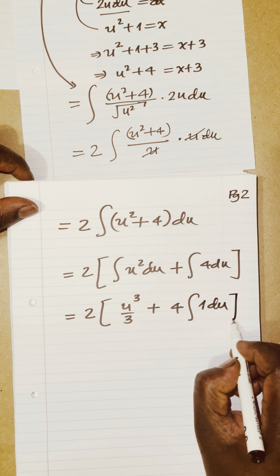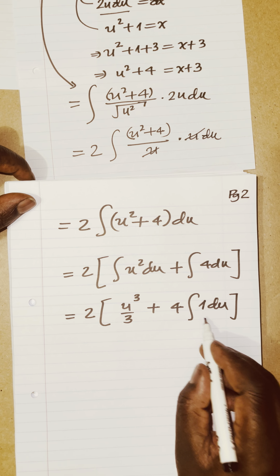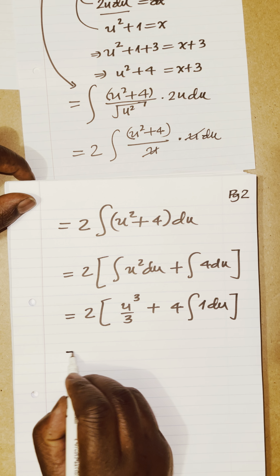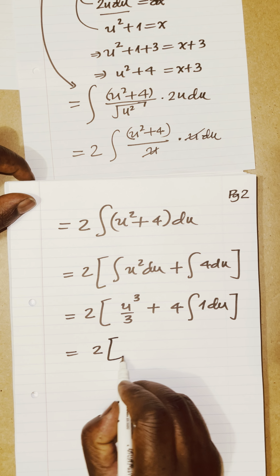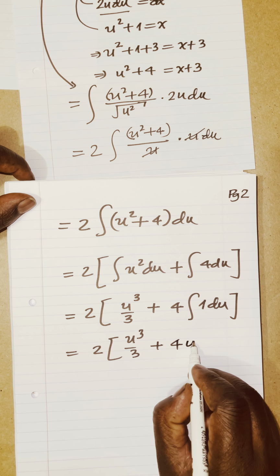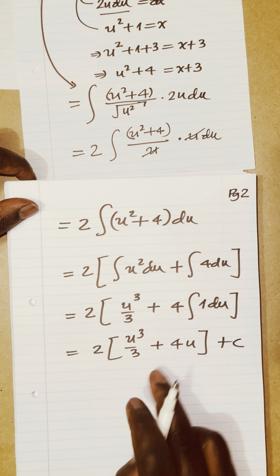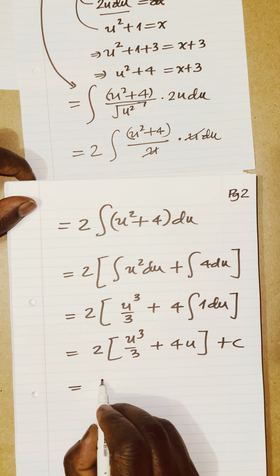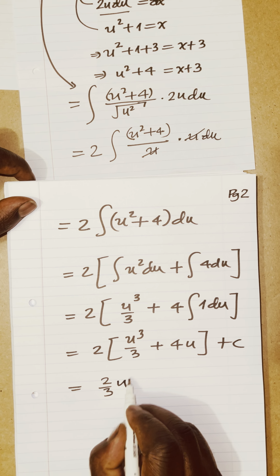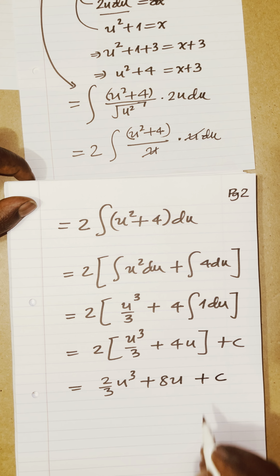You say, where is 1 coming from? Well, 4 times 1 is 4. The integral of 1 with respect to u, you'll agree with me that this is basically plus 4u. And then plus the constant of integration. Distributing the 2, we have 2/3 u power 3 plus 8u, and then plus the constant of integration.